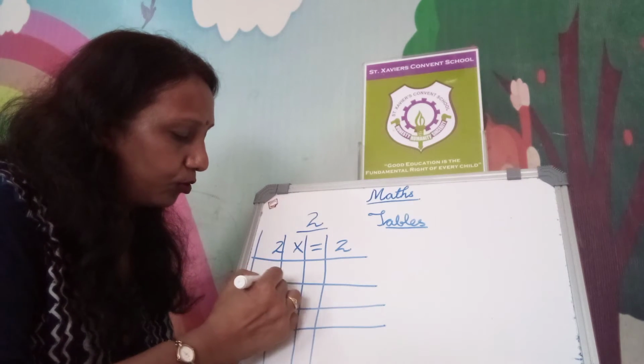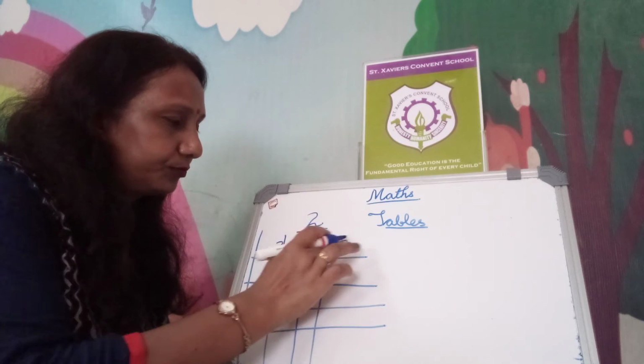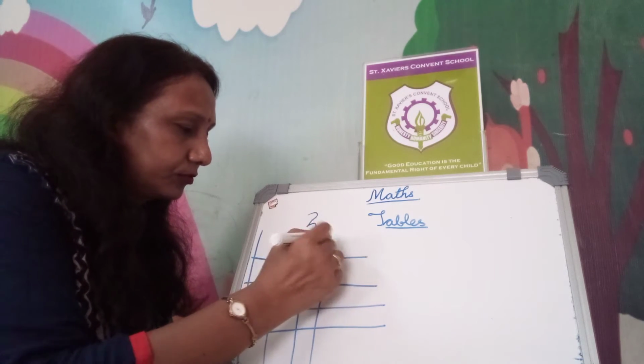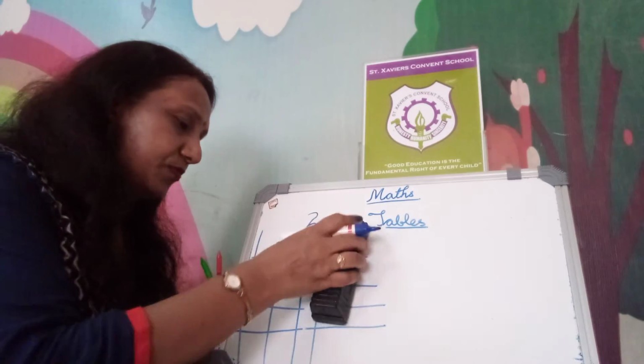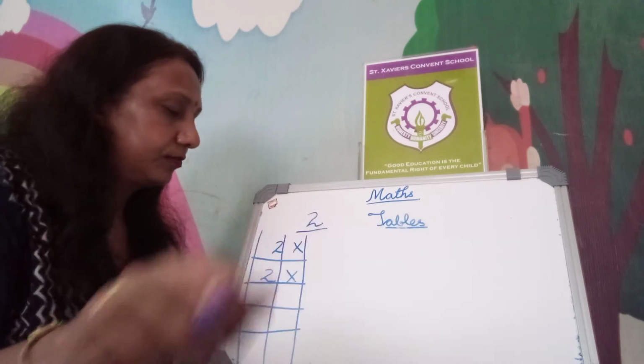Now 2 twos. One minute. This way you will do 1 ones are.